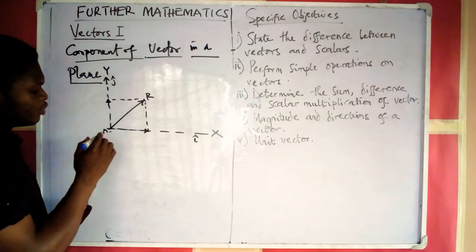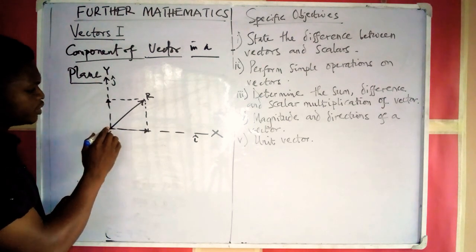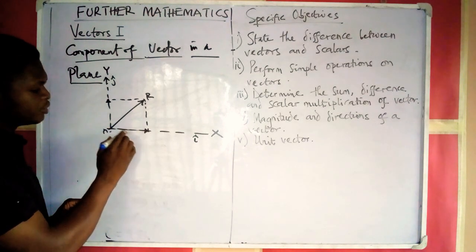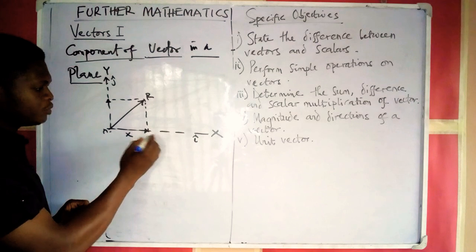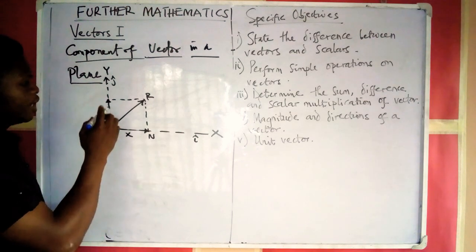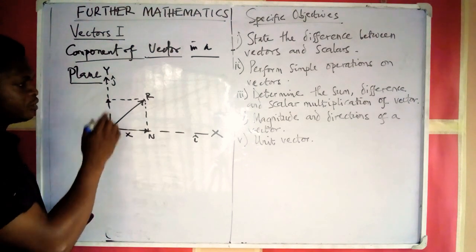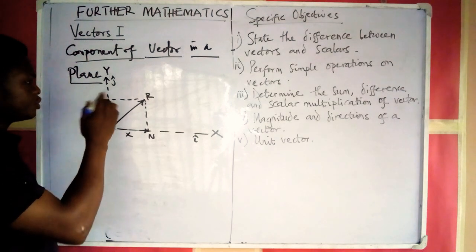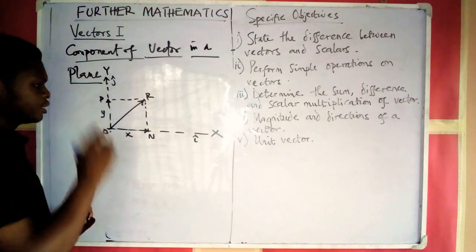Now, if we resolve this particular vector into its components, it means that the magnitude on the x-axis and y-axis will be, let's take for example, we'll call the distance from here to here, because that will be the horizontal component, small letter x. Maybe we should call here N, and call the distance from here to here small letter y. Maybe we should call here P, as the case may be.